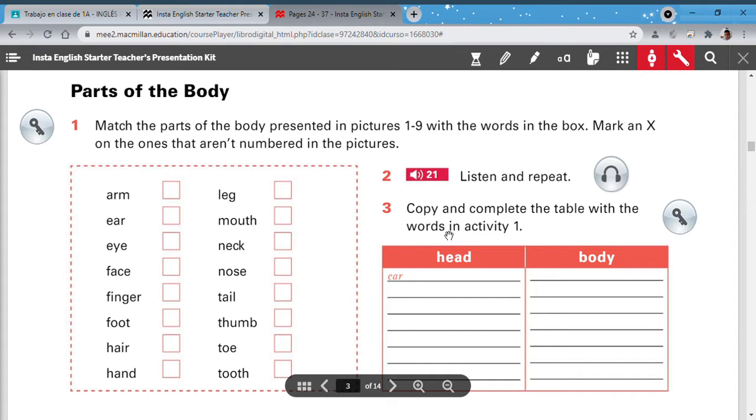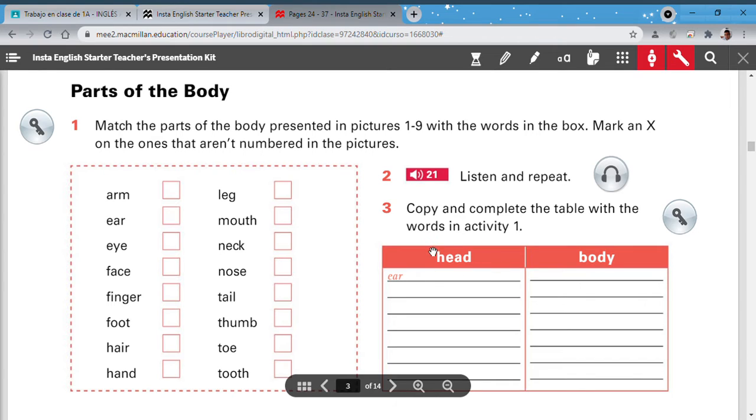Now let's go to copy this vocabulary in this part. For example, I have head and body. Okay, when I say head, it's the top of your body. In Spanish you can say cabeza. And body is the rest, okay, without head. For example, copy and complete the table with the words in activity 1. This is activity 1. It's an example.